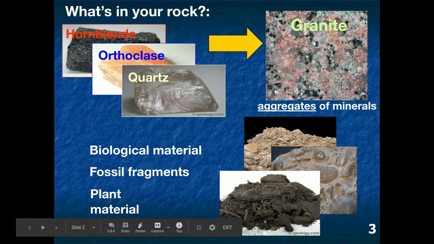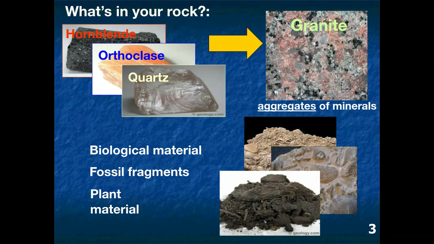So as we go through looking at the igneous, sedimentary, and metamorphic rocks, you'll see that these processes will dictate the type of rock that is produced, and it's the geologist's job to take a look at that rock and what's in that rock, and again, tell the story. So what's in your rock? Again, aggregates of minerals, but it can be biological, fossil, and plant materials, and whatever the earth wants it to be.